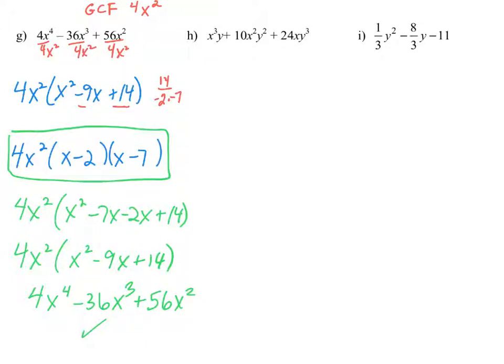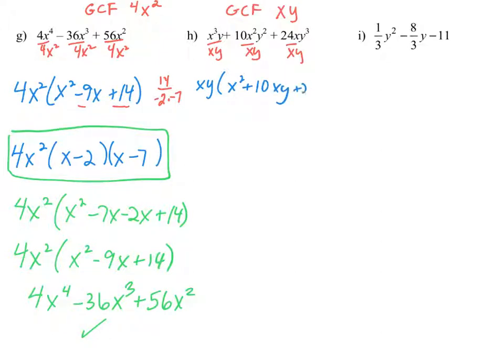For example H, we're factoring x to the third y plus 10x squared y squared plus 24xy cubed. Let's begin by finding the greatest common factor. Since all terms have x's, the greatest common factor is also going to include an x. All terms have a y, so the greatest common factor is xy. We factor that out first, xy, and that is like we were dividing out each one of those terms by an xy.